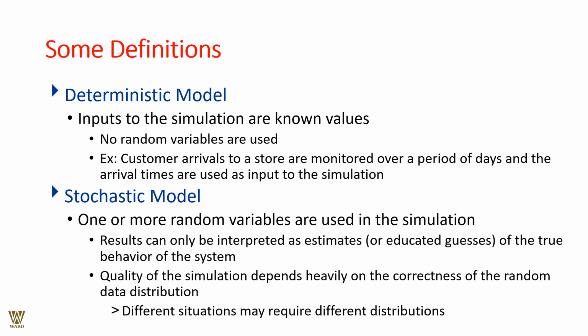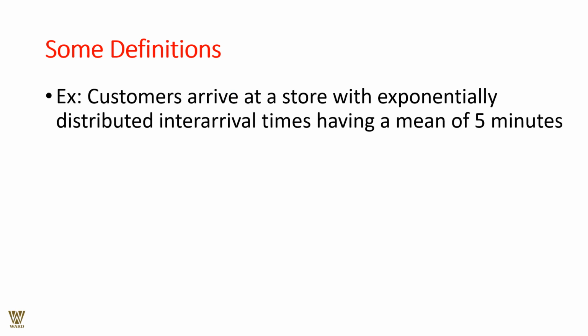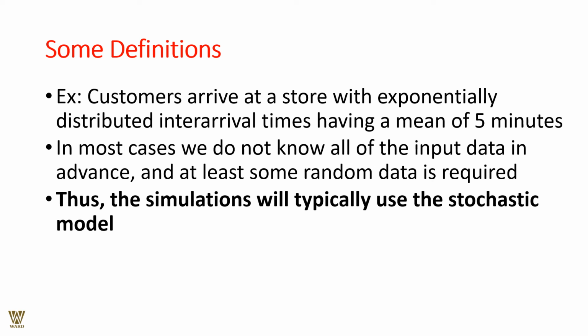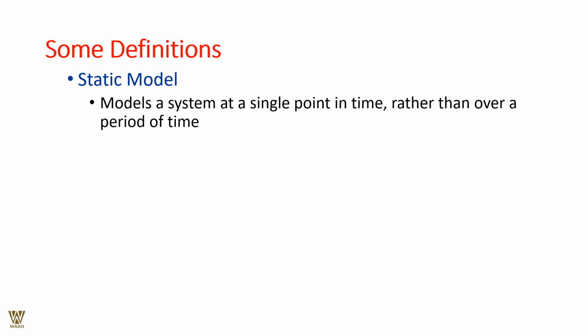The quality of the simulation depends heavily on the correctness of the randomness of the data distribution, which might differ across the situations that require those distributions. For example, customers arrive at the store with exponentially distributed inter-arrival times, having a mean of 5 minutes. In most cases, we do not know all the input data in advance, or at least some random data is required. Thus, the simulation will typically use a stochastic model, as the case may be.